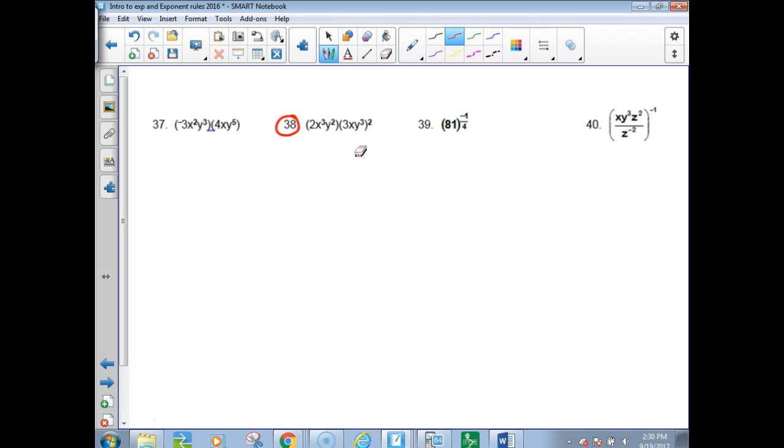What do you got to do first? Now look at this. You see that there's a power on the outside of a parenthesis. That's what you got to take care of right now. Okay, so I just rewrite 2x cubed y squared. And then I have to apply that 2 power to everything inside there. So it's 3 to the second, x to the second, y to the what? Not 5, but 6. That's when you multiply. You don't add, you multiply them.